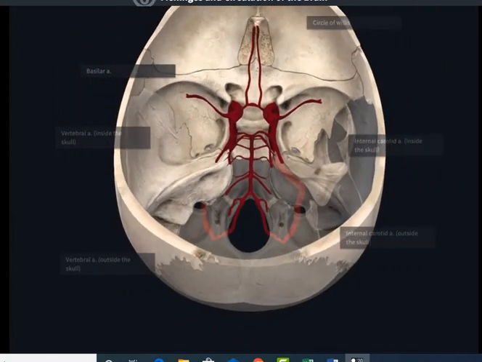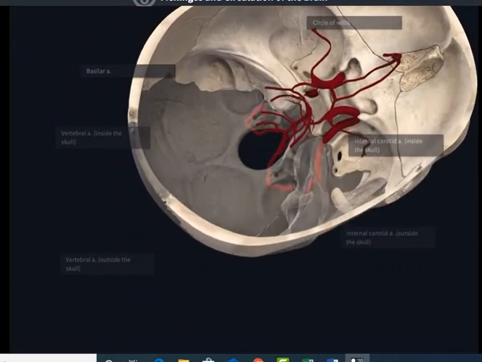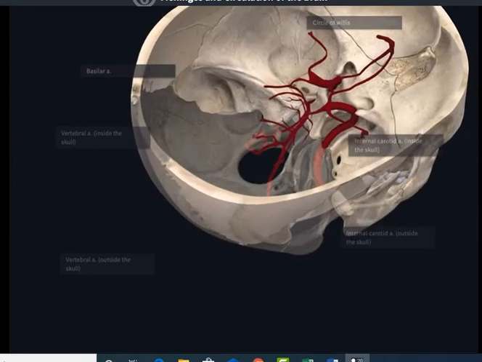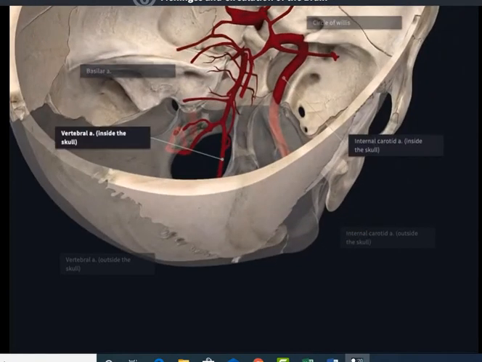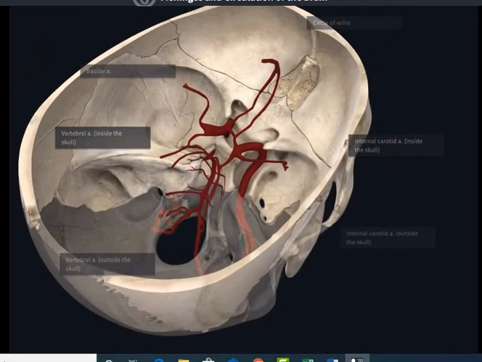Clinically, it's important to understand which aspects of the brain get blood supply from which vessel. The vertebral artery is going to supply the cerebellum, the brainstem, and the occipital lobe of the cerebrum, while the internal carotid artery is going to supply the temporal lobes, the frontal lobes, and the parietal lobes along the midline.